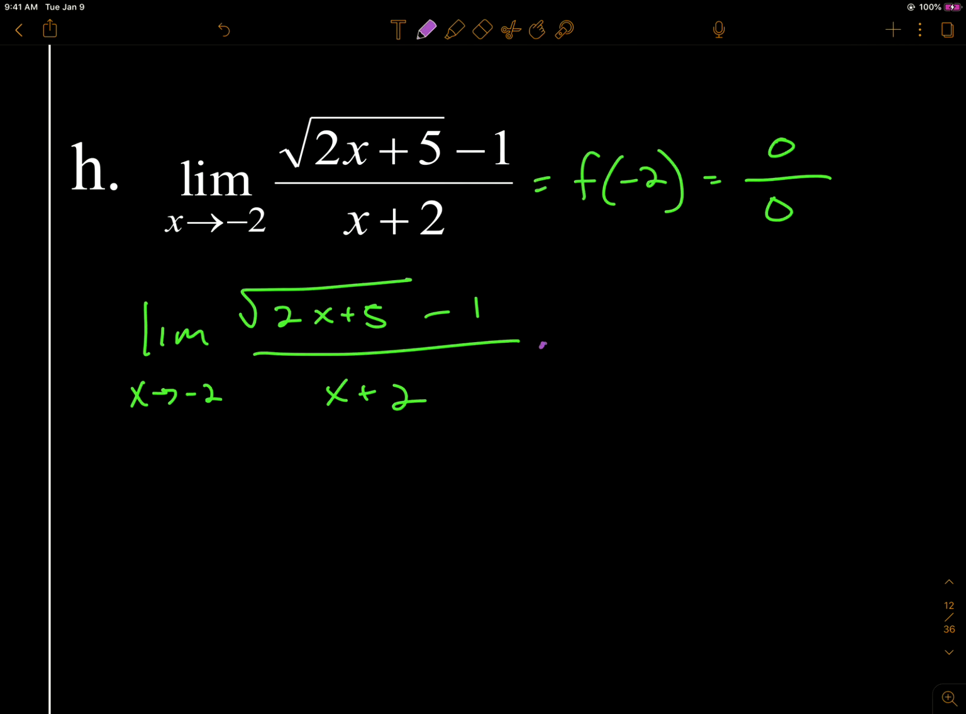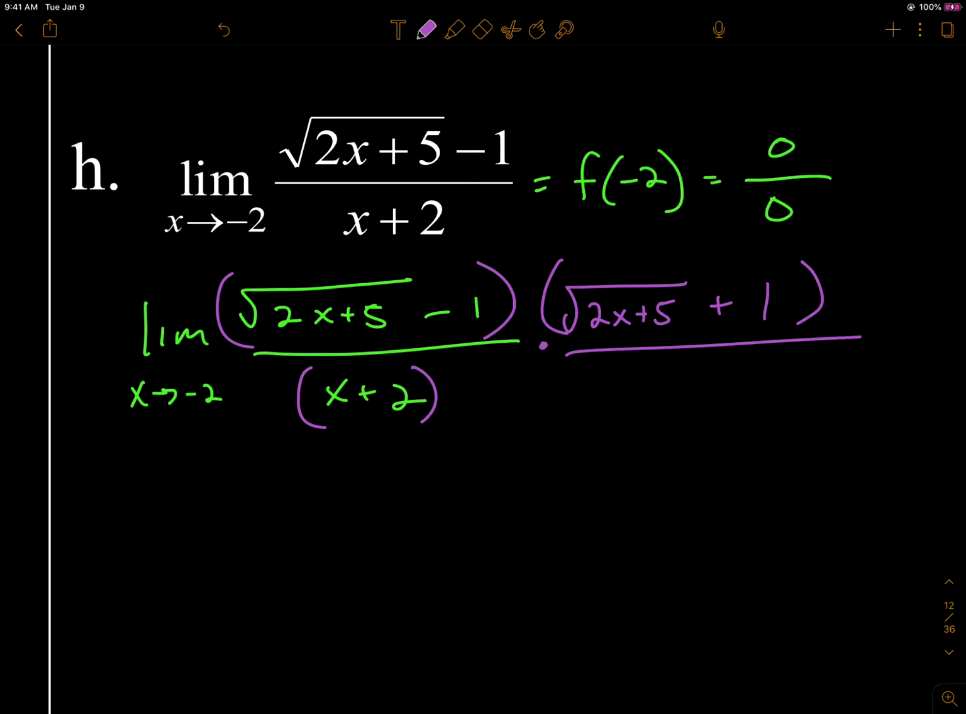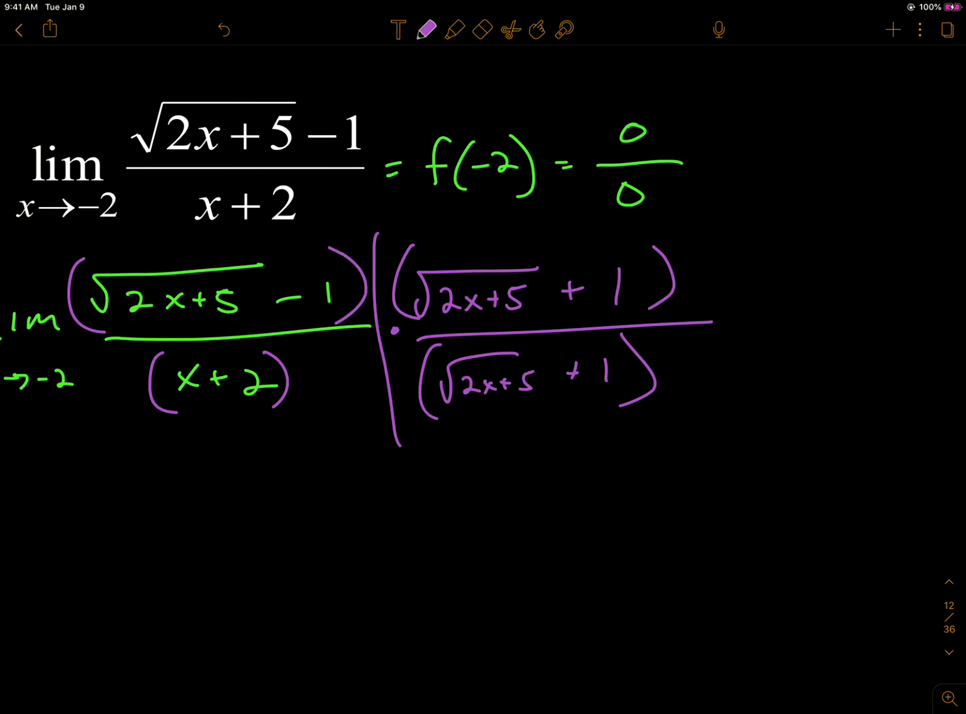To do that, I'm going to multiply. Remember, think of these as binomials. I'm going to multiply by the conjugate pair. I have to do it on top and bottom so I don't change the function at all. If I multiply by the same thing top and bottom, all I'm really multiplying by, this purple part, is just a big giant 1. Multiplying by 1 doesn't change the value.